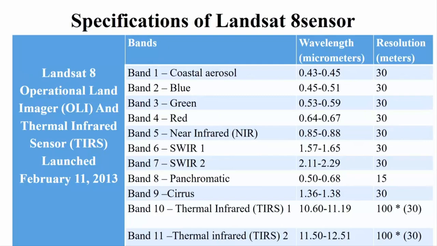Here you can see there are several bands, like band number 1, used for coastal aerosol study, between 0.43 to 0.45. Band number 2 is the blue band, 0.45 to 0.51. Green is 0.53 to 0.59. Red is 0.64 to 0.67. Near infrared, then shortwave infrared. So there are several bands. The total number of bands is 11.